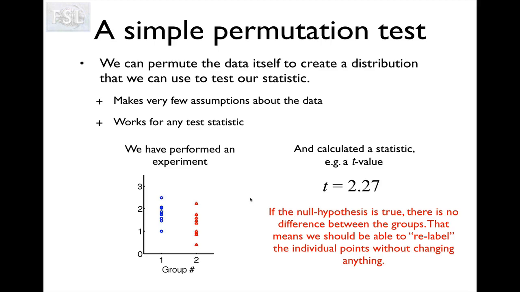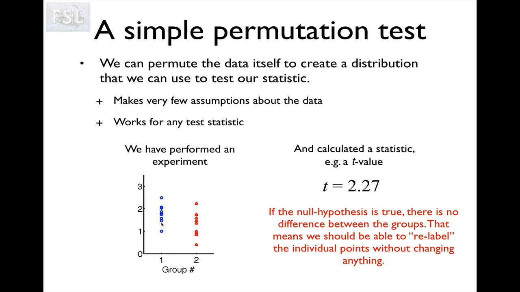Now, if the null hypothesis truly is true, then there is no difference between the groups. That's the definition of the null hypothesis. And that means we should be able to relabel the individual points without changing anything, i.e. if there's no difference between these two groups, I should be able to take a point from here and put it over here, or take a point from here and put it over here. And it really shouldn't change anything, because under the null hypothesis, these two groups are identical.